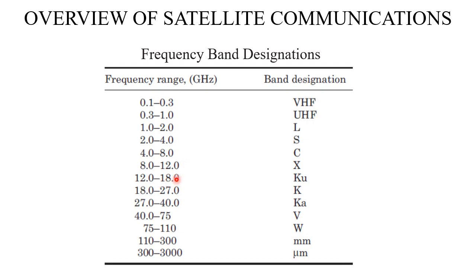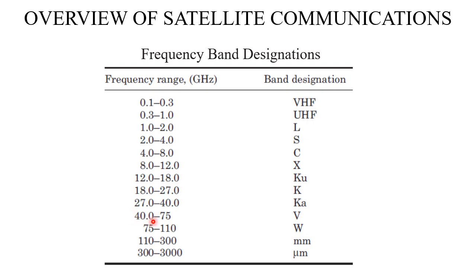12 to 18 gigahertz, this particular range is called the Ku band. Nowadays, satellite communication systems are using this particular band. Next, 18 to 27 gigahertz, this is called the K band. K band is also useful for satellite communication system. Next one is 27 to 40 gigahertz, which is called the Ka band. Now this Ka band may be useful for radar system.